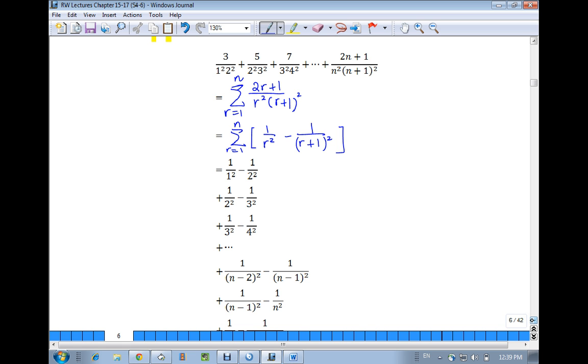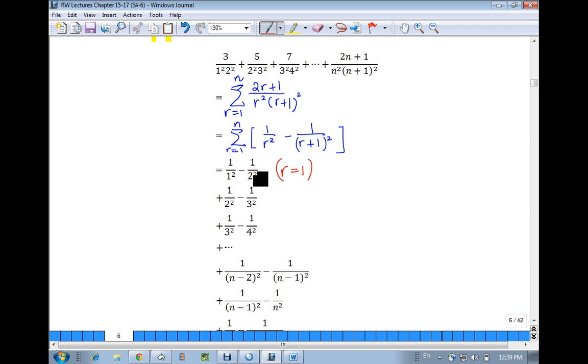What follows next? I'm going to write term by term, which means I substitute r equals 1. Substitute r equals 1 into this, I get 1 over 1 squared minus 1 over 2 squared.